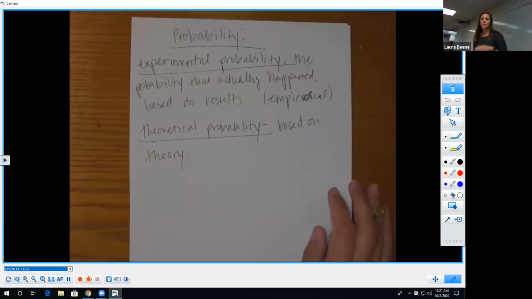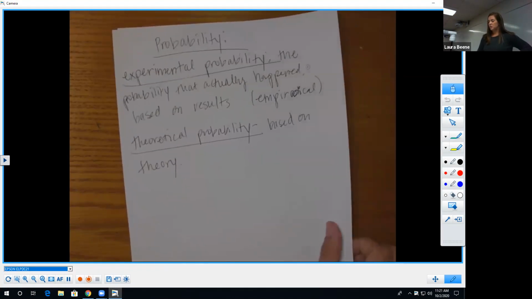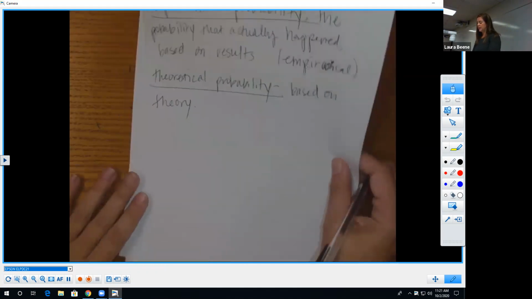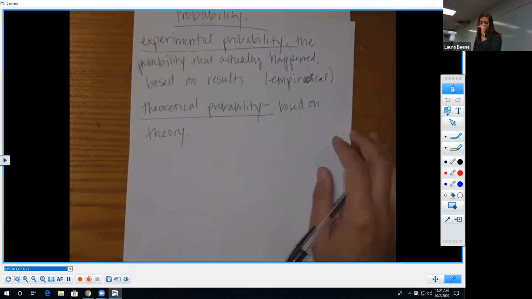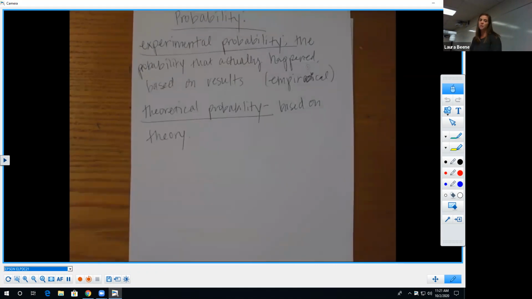Okay, so back to probability. This video is going to be more like specific problems with probability. So again, I wanted to go over what probability is. Probability in general is just the chance that something will occur.